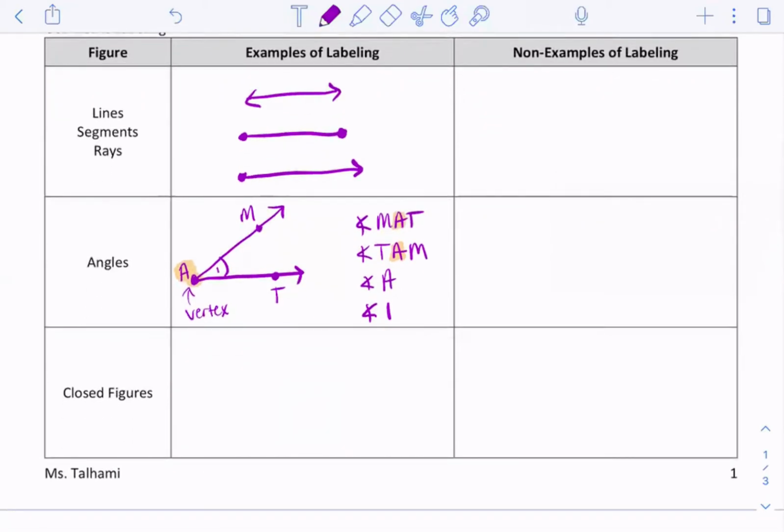And then some closed figures. If you see a closed figure, it could be something like a triangle or a square. All right, or my iPad decided to draw a rectangle. So that's just examples. I just wanted to throw it out there.